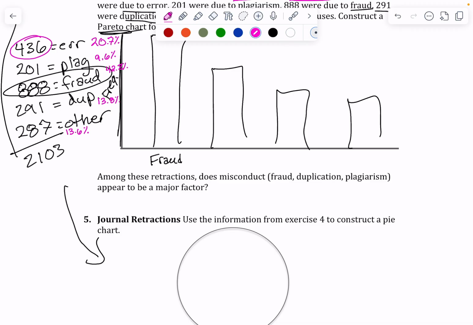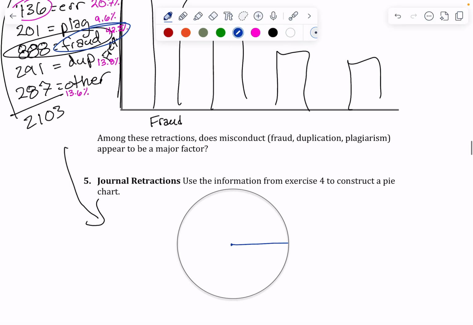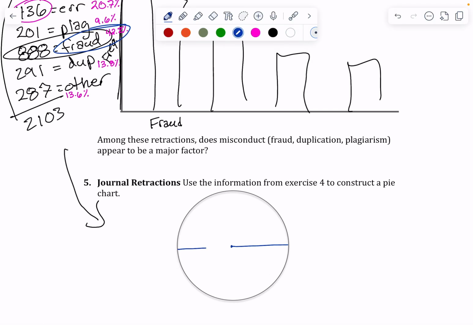I'm going to start with the biggest one, which is fraud, and we're going to start him in this corner, right? And we're doing 42%. 50% would be here, right? 25% would be there. Halfway between would be 37.5%, right? So 42 might be like, I don't know, let's go right there. Okay? We're going to say that's 42%.